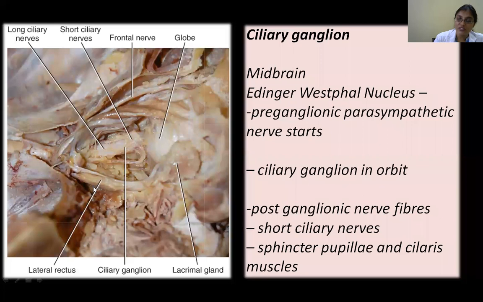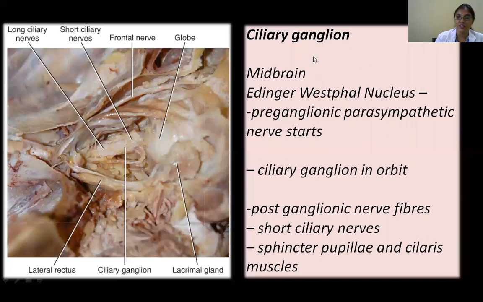So the oculomotor nerve is carrying the visceromotor fibers to intraocular muscles, but these will just go up to the ciliary ganglion, because there they will synapse, and from there the postganglionic fibers will go to the intraocular muscles. So that's about the ciliary ganglion. From the midbrain, the Edinger-Westphal nucleus, there the preganglionic parasympathetic nerve starts. Then it goes up to the ciliary ganglion in the orbit. From there, the postganglionic nerve fibers begin as short ciliary nerves, and these will go to the sphincter pupillae and ciliaris muscle. Okay, so this is the direction.